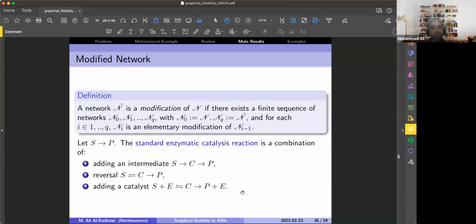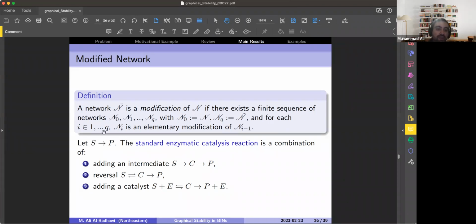And furthermore, we call a network a modification of another network if you have a finite sequence of elementary modifications. Each modification that appeared in the previous table, we call an elementary modification. And if you have a sequence of these, you call the new network a modification of the previous network. So for instance, you can combine 3 of these elementary modifications to get what is known as the standard enzymatic catalysis reaction.